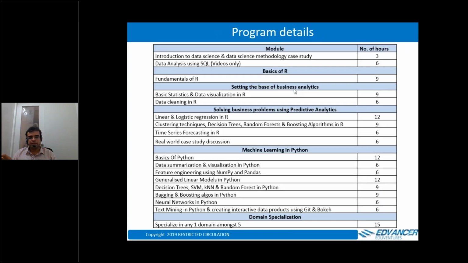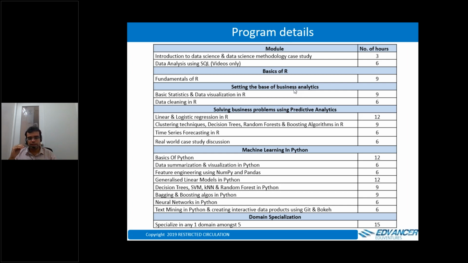So what exactly are we going to cover in this program? Initially we'll take you through a more detailed introduction to data science and cover the data science project methodology through a real world case study. Then you'll get some videos on SQL to go through.